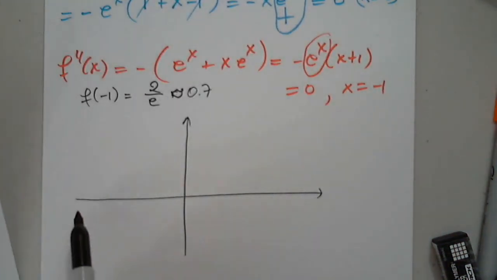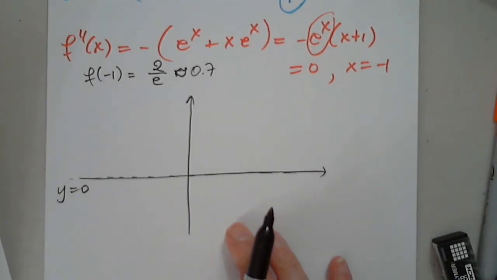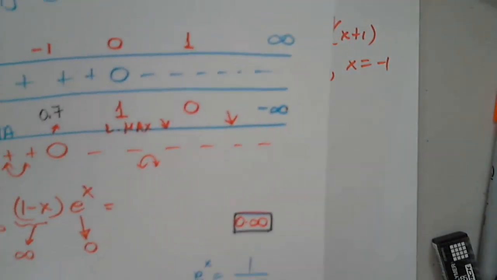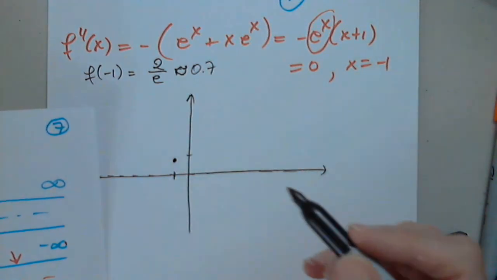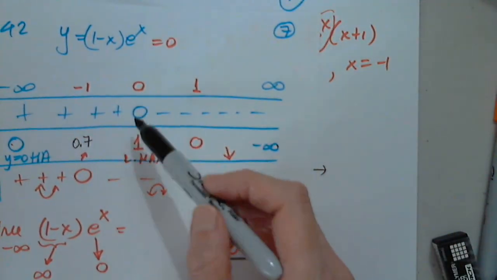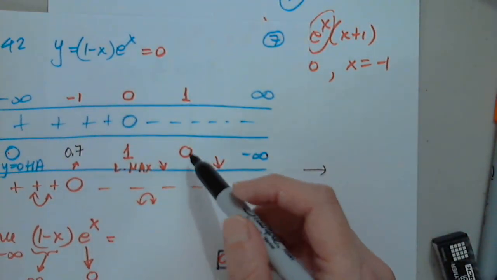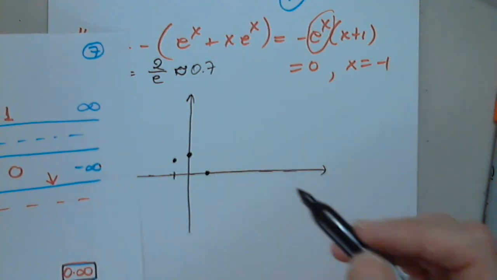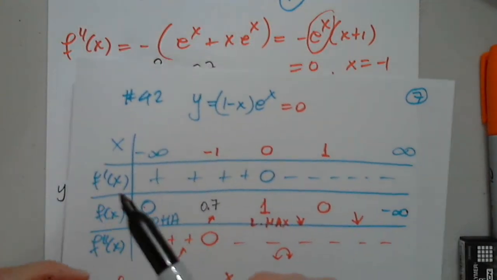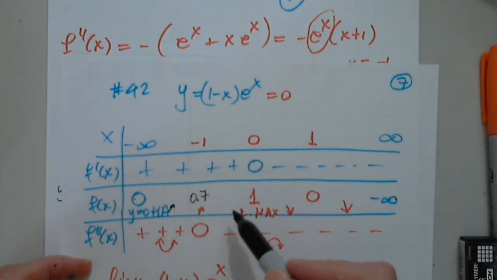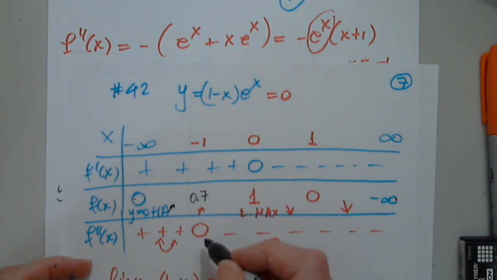So asymptote is right here. I don't need to. This is an overkill because the horizontal asymptote is the x-axis. Then at negative 1, I have 0.7. At 0, I have 1. At 1, I have 0. Good. So the function starts at the asymptote, increasing to this point, which is the inflection point.